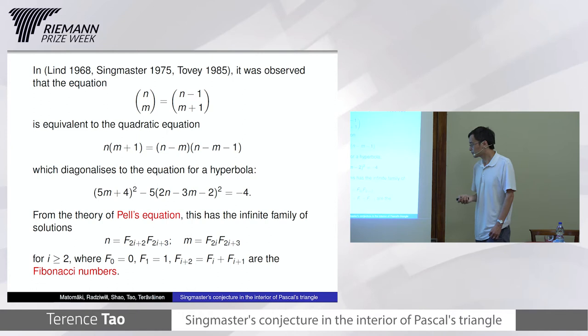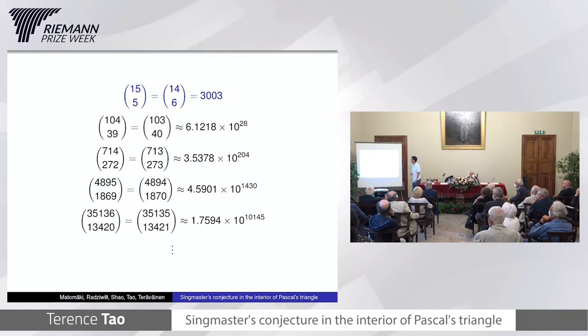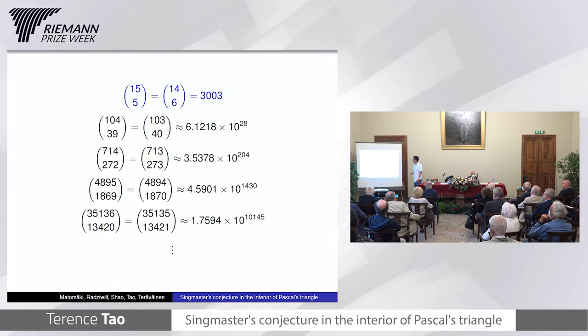And every Fibonacci number actually gives you a solution to this equation. So we already saw that 3003 you could write in two different ways. So there's one collision there, and then there's a couple more collisions of this type. So there's actually an infinite family of collisions like this, the Lin-Singmaster-Tovey collisions. So these are some of the collisions that we know about.